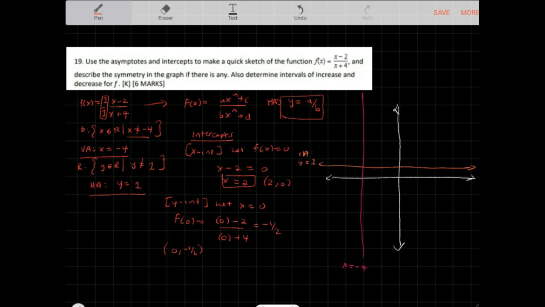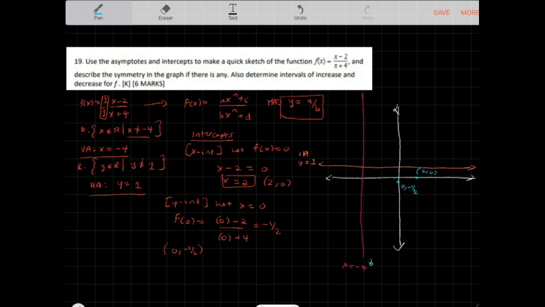Right, and we also have our intercepts. So our intercepts are 2 and 0. So let's say that's here. And 0 and negative 1/2. So it should be like, let's say it's like here. This is 0 and negative 1/2. This is just a sketch, by the way. So this is 2 and 0. Right, don't consider this point. And we just follow the confines of our asymptotes.